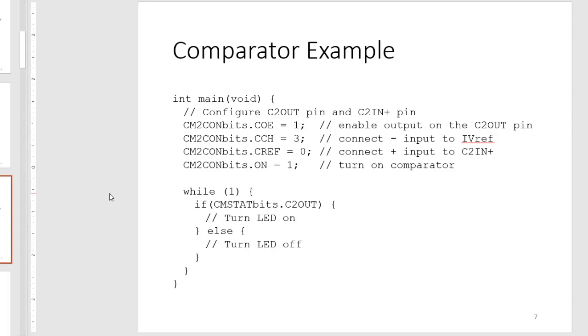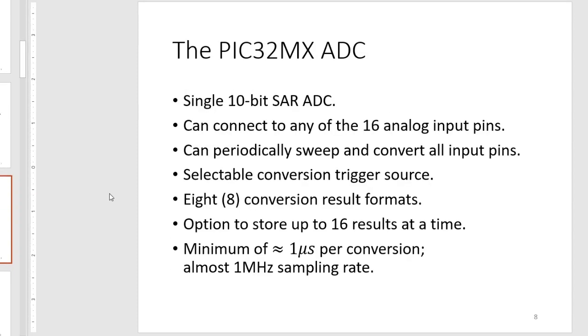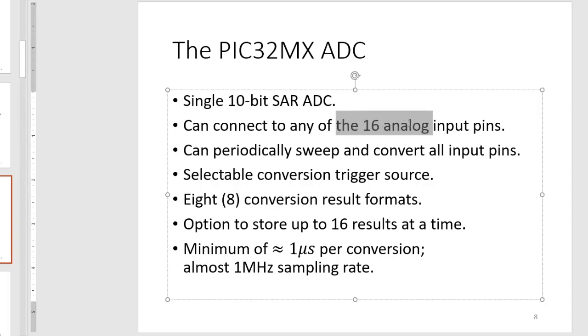So now on to the bigger module, the ADC. The PIC32 has a single 10-bit SAR ADC. Even if it's just one, we can connect it to any of the 16 analog inputs. It also has a mode that can periodically sweep and convert all of these inputs or a subset of those 16 analog inputs. Then we also have a selectable conversion trigger source, which means our ADC can sample automatically by itself or through an external event.